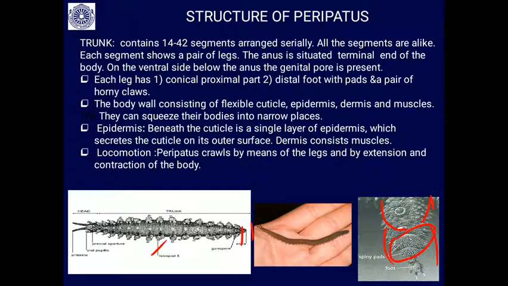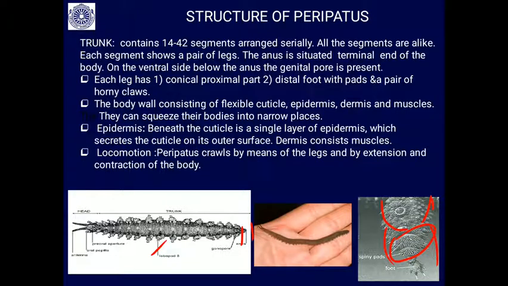How about the skin? Beneath the cuticle is the velvety skin, and below this you can see a layer of epidermis which secretes a cuticle on its outer surface. Then below this epidermis you will find the dermis. It consists of muscles. There are three types of muscles. You can see the circular, longitudinal and oblique muscles are present just beneath the epidermis.